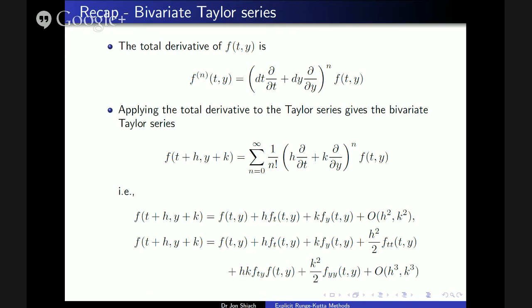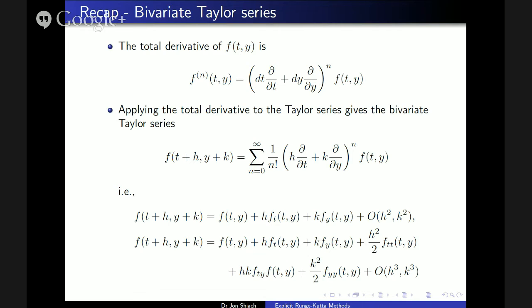And there's a truncation error. The truncation error is in terms of h and k because they're 2 step lengths. My step length for the t variable is h, and my step length for the y variable is k. Second order is slightly trickier. For second order, the first 3 terms are the same as the first 3 terms of the first order. But now when n is 2, we have 1/2, and we expand out this bracket to the power 2.